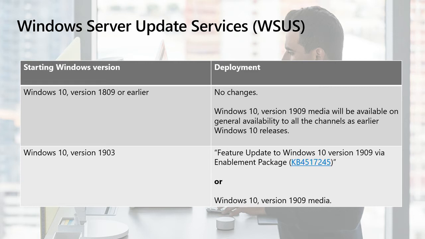Feature Update Enablement Package. A KB article has been referenced here, which is going to provide a much faster update experience, very similar to Windows Update for Business. You can still use Windows 10 version 1909 media if you want, but that experience is going to be slower and very similar to how the previous feature update experience has been. So as Microsoft, we recommend if you are on Windows 10 version 1903, you take this feature update enablement package. Let's head over and take a look at a demo.